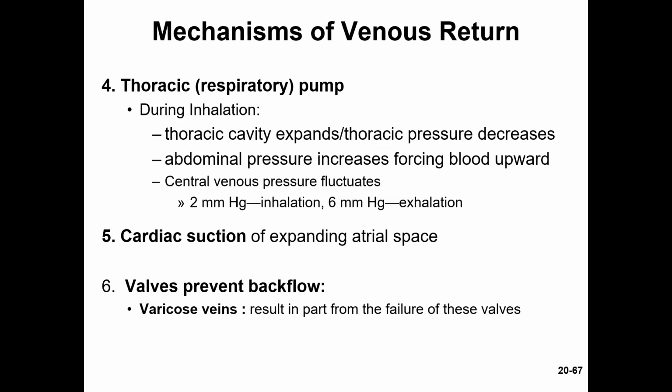The central venous pressure fluctuates, about 2 millimeters of mercury on inhalation, 6 millimeters of mercury on exhalation. Cardiac suction of the expanding atrial space will contribute to venous return. Valves will prevent backflow. Varicose veins result in part from the failure of these valves to prevent that backflow.